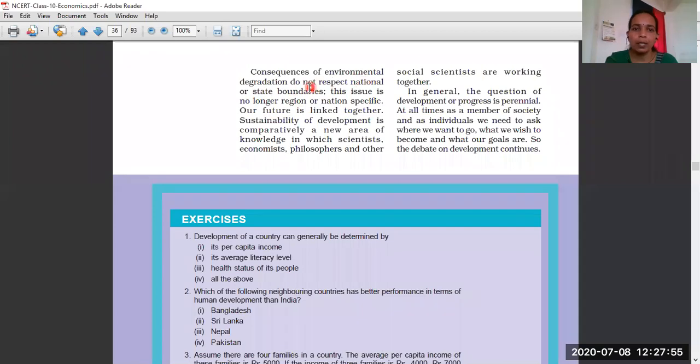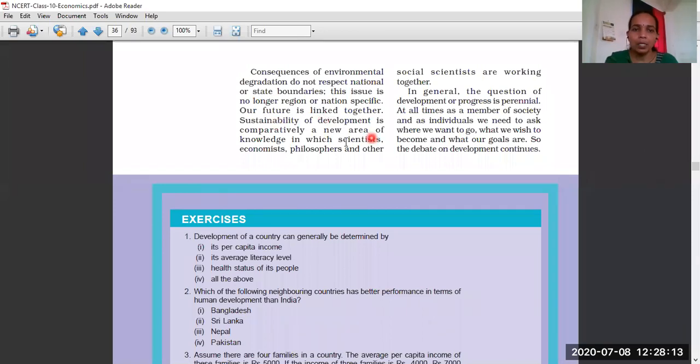Consequences of environmental degradation do not respect national or state boundaries. This issue is no longer region or nation specific. Our future is linked together. We all are linked. We all are part of the earth.